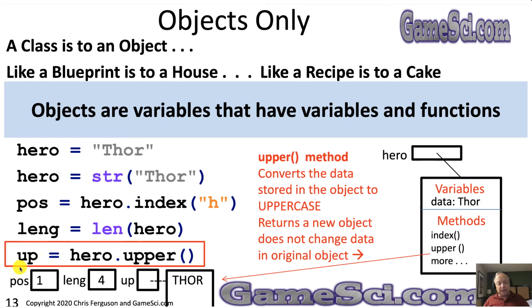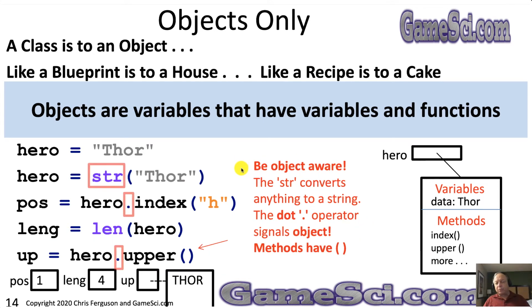And you can see I assign it to the reference variable up, and up will point to the version of the string that is all in uppercase. Notice that hero did not change. The string methods will return a brand new string to you. They don't alter the current value of the string.